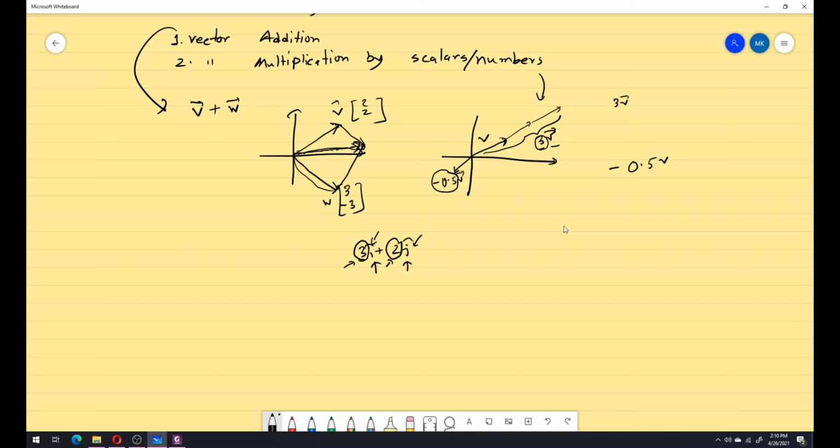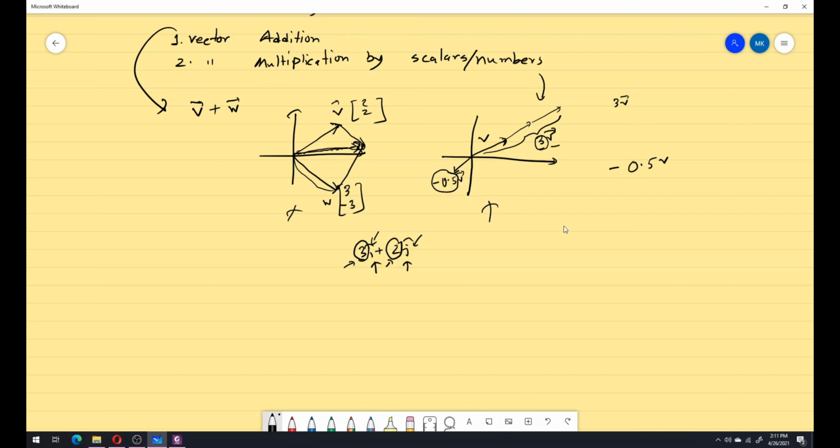Now why are we actually drawing all these pictures? Why are we doing this geometrically? Because throughout the course we would be drawing pictures of vectors to get a clear understanding. Okay, so thinking about these vectors geometrically actually gives you a clear understanding of the operations we are doing.